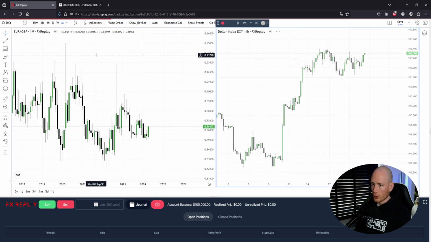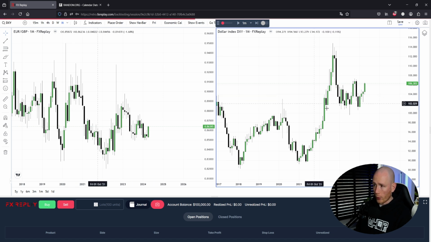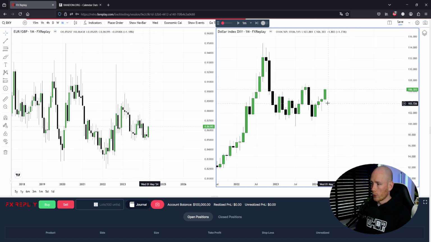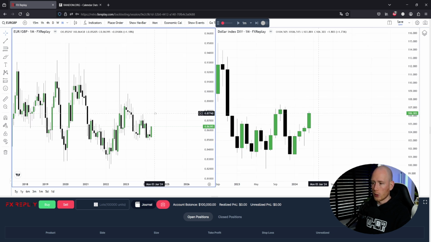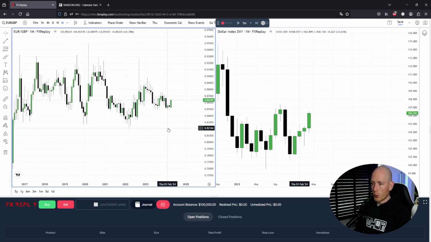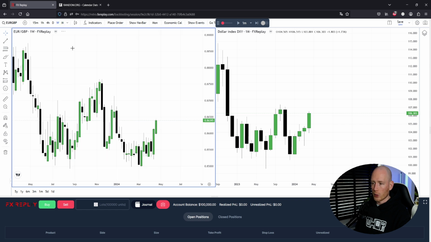On both of these charts, top-down analysis first of all, very important. What do we have over here? We have a very bullish candle. It is the 22nd of April, so we're nearing the end of the month. The monthly candle has expanded on DXY. EURGBP, nothing much. Let's look at the weekly.